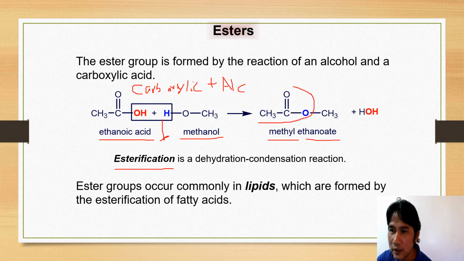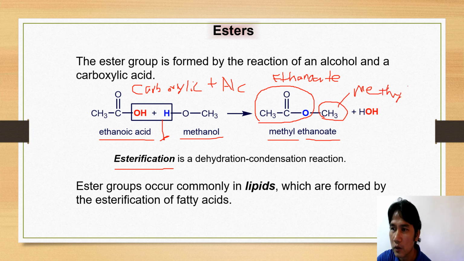This portion here is the ethanoate. This portion here is the methyl. The methyl comes from the alcohol, and the ethanoate comes from your carboxylic acid.